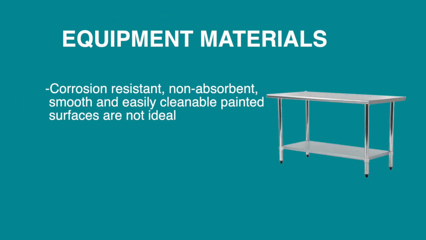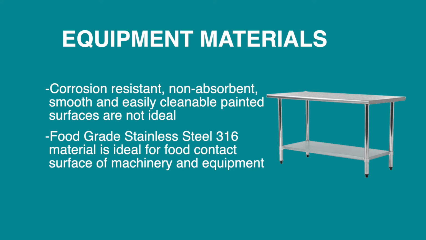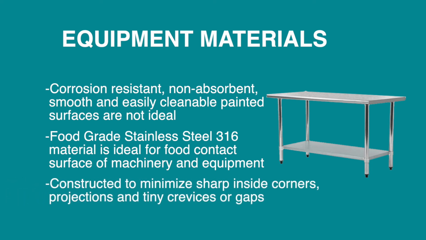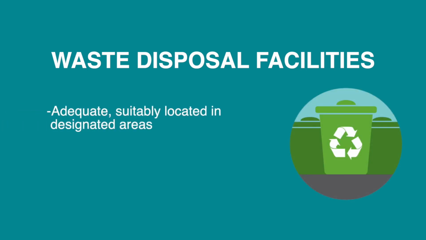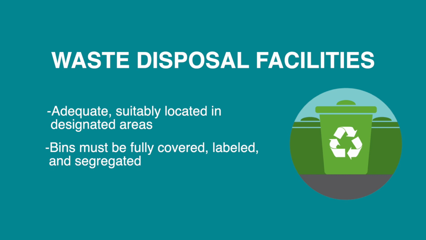Equipment materials should be corrosion resistant, non-absorbent, smooth, and easily cleanable, and painted surfaces are not ideal. Food-grade stainless steel 316 is ideal for food contact surfaces of machinery and equipment. It should be constructed to minimize sharp inside corners, projections, and tiny crevices or gaps. And lastly, for waste disposal, it must be adequate and suitably located in designated areas. Bins must be fully covered, labeled, and segregated.